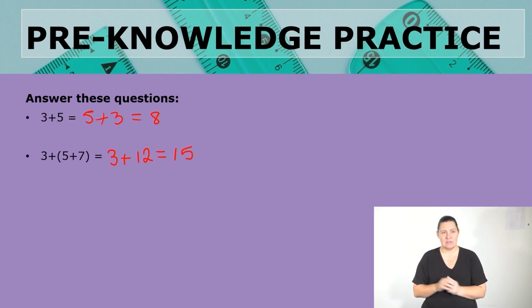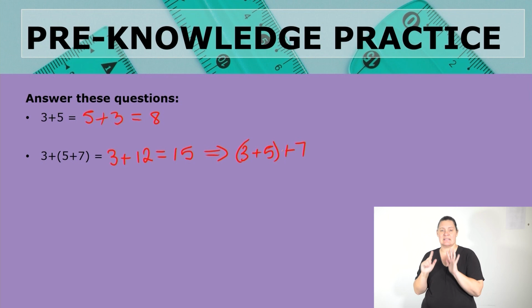What we can also do is associate the 3 and the 5 together. So this would be the 3 plus 5 first, and then you add the 7 after that. So 3 plus 5, we just calculated it above, is 8. 8 plus 7 still gives us 15. We are getting to the same answer.